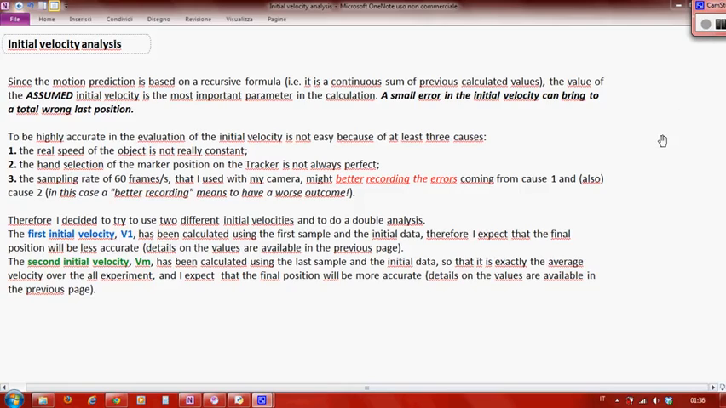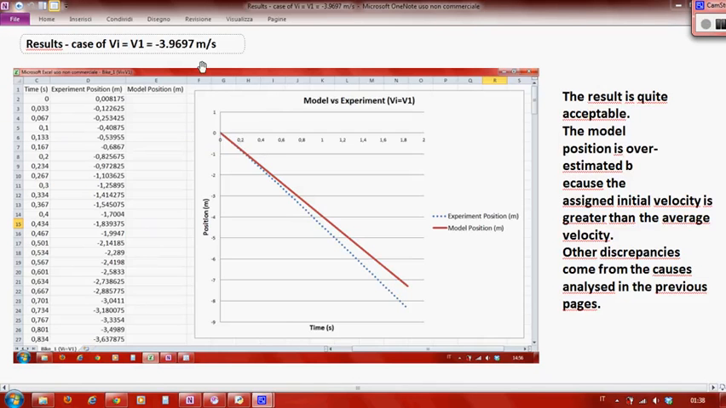Therefore, I decided to do a double analysis using two different initial velocities as discussed previously. This is the result of the experiment using Vi equal V1. The dotted line is the experiment position. The continuous line is the model position. We can see that at the end of the experiment we have big discrepancies due to the initial velocity.